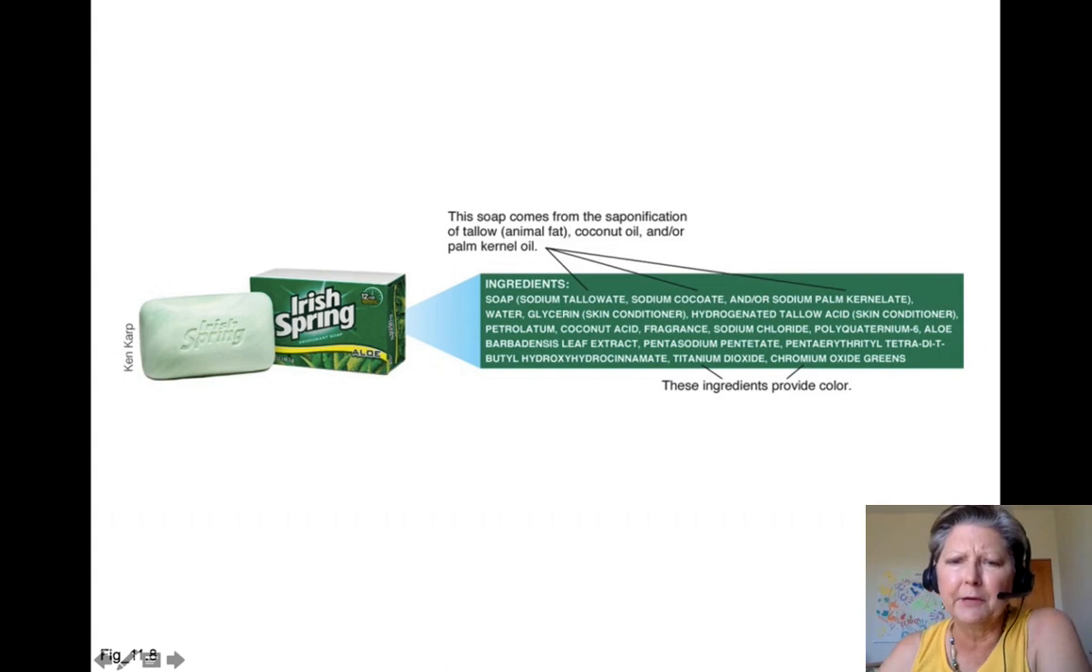A couple of ingredients I would have to look up to see what they would do, but then we get down to titanium dioxide, which is simply a pigment like you would have in your wall paint, and it makes it white. And then chromium oxide green makes it green so that it looks and smells like an Irish Spring, I guess.